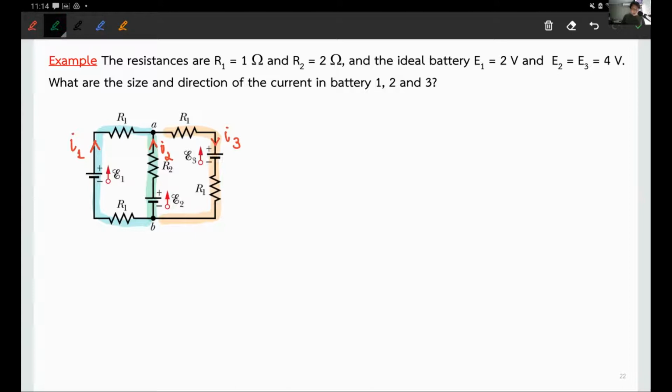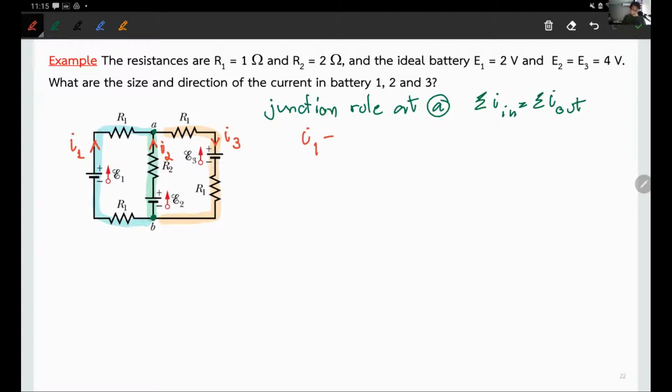Now, what kind of junction do you have here? It's either junction A or junction B, but you already saw that either A or B will give you the same equation. So let's apply the junction rule at point A. Total in current must be equal to out current. What is in at A? I2 is in, I1 is also in, so it's I1 plus I2, and I3 is out, equal to I3. That is equation number 1.